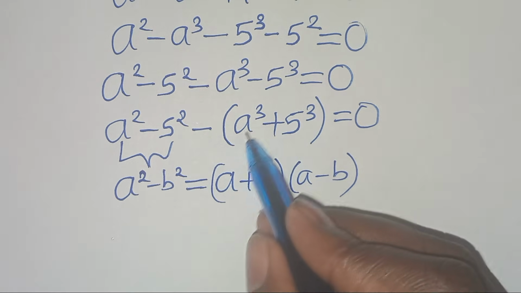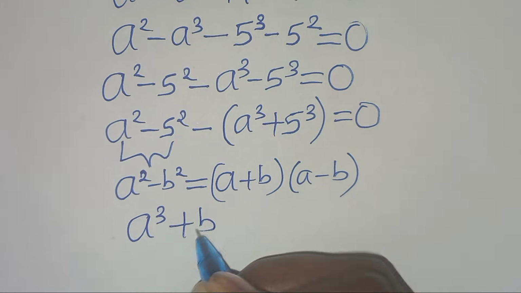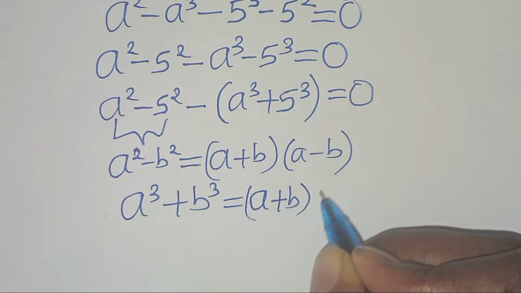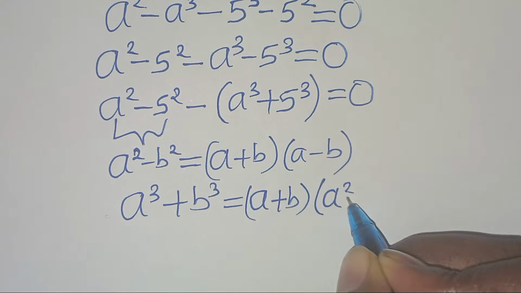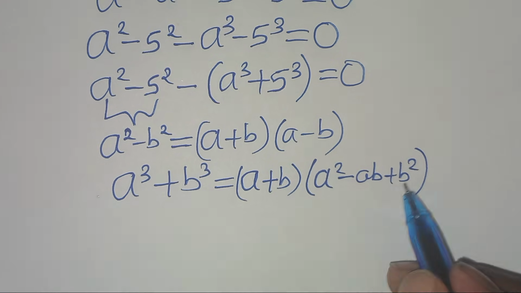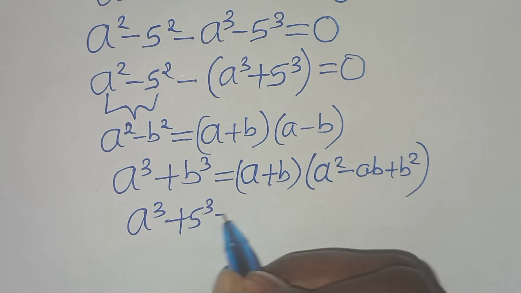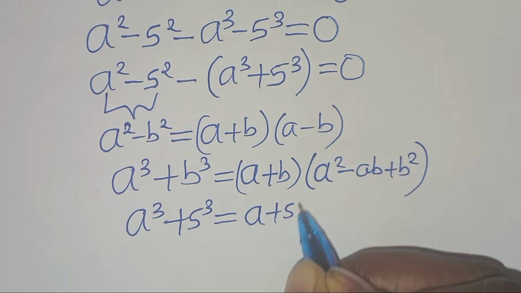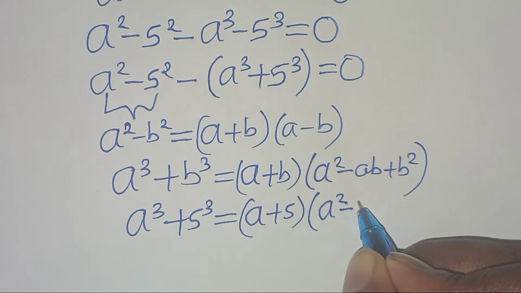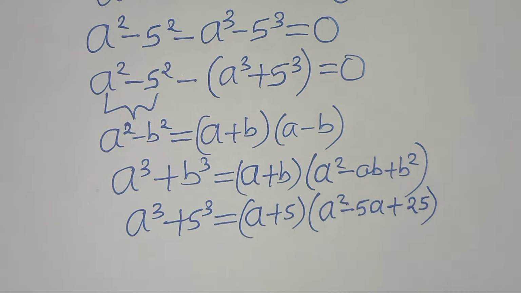Now, here we have a to the power of 3 plus 5 to the power of 3. This is in the form of a to the power of 3 plus b to the power of 3, which we can express as a plus b into the parentheses a squared minus a times b plus b squared. Applying this identity, a to the power of 3 plus 5 to the power of 3 is the same thing as a plus 5 into the parentheses a squared minus 5a, then plus 5 squared, which is 25.